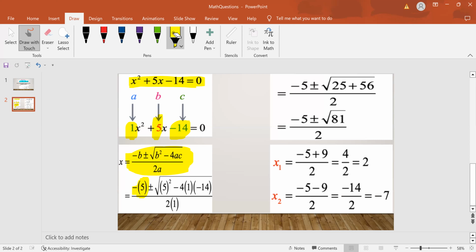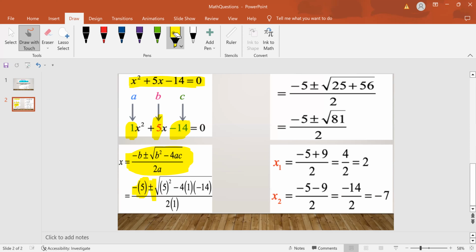Because suppose your B is negative 5, and the formula says negative B. If you don't use the parentheses, you're going to have trouble. I can explain a similar question where I make B a negative value, and you can see the difference. Okay, so we continue.